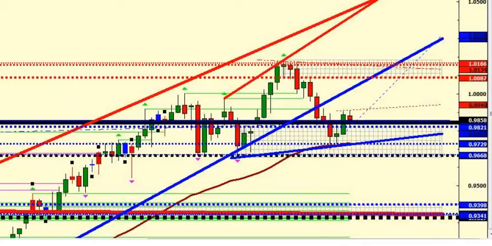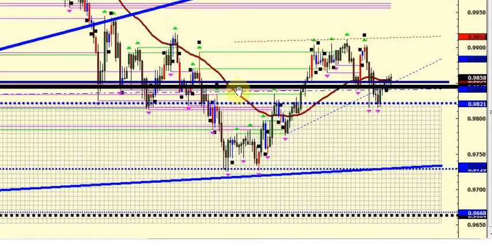Okay, let's take a look at the hourly and see what price did in the last week. We had a good trade on this pair last week. Okay, we're going to take a look here at what price did last week and the trade that we took.